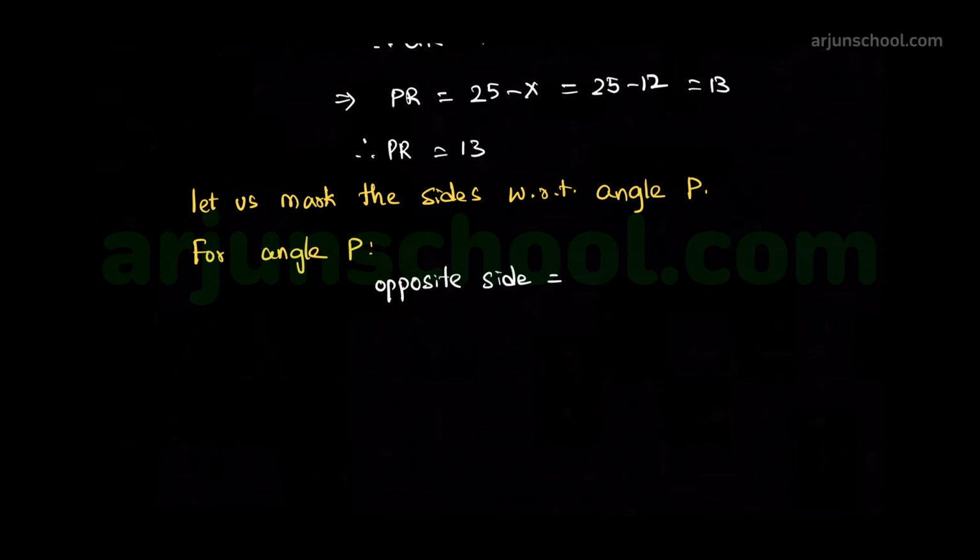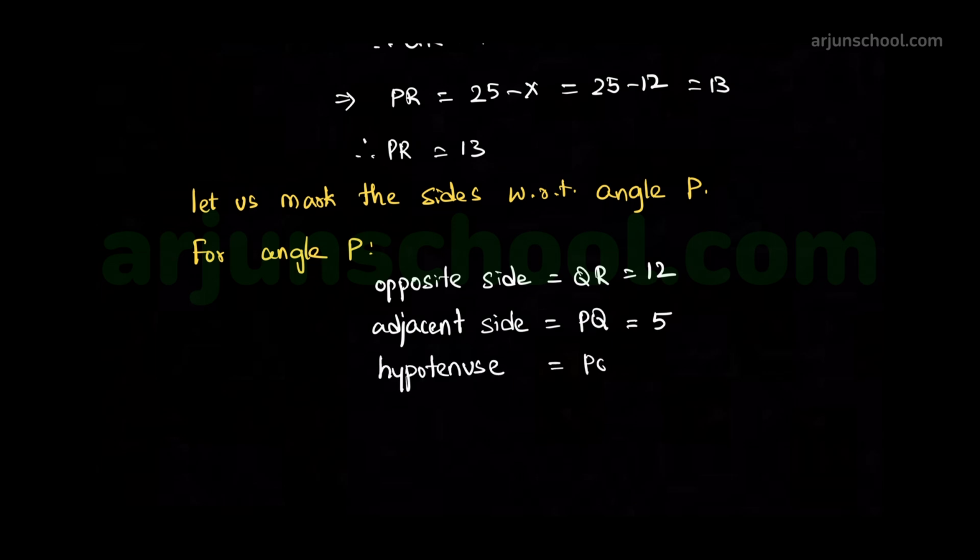Opposite side is equal to QR, which is equal to 12 centimeters. Adjacent side is equal to PQ, which is equal to 5 centimeters. Hypotenuse is equal to PR, which is 13 centimeters.